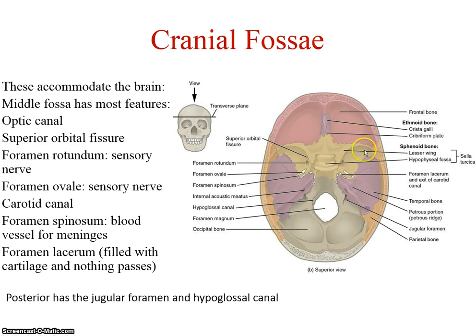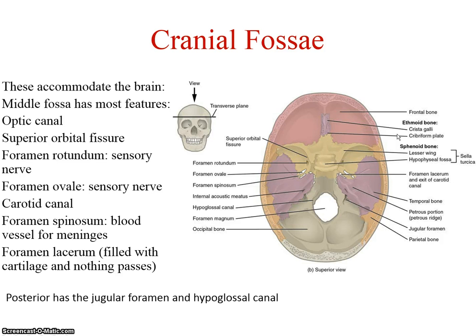Okay, and again, what you have here is these large depressions. The optic canal is there in the middle one, the superior orbital fissure, that we saw from the front on the previous slide. There's a foramen rotundum for sensory nerves, a foramen ovale, and you see these over here for sensory nerves, and the carotid canal we mentioned previously. And foramen spinosum, which is also blood vessels for the meninges, and a foramen lacerum, which is filled with cartilage and nothing actually passes through it.